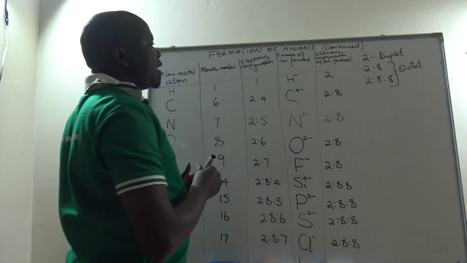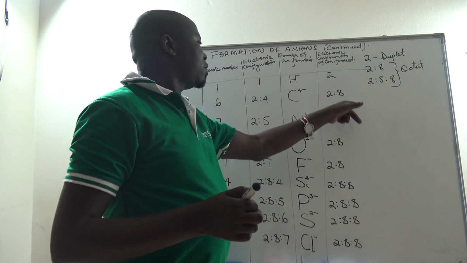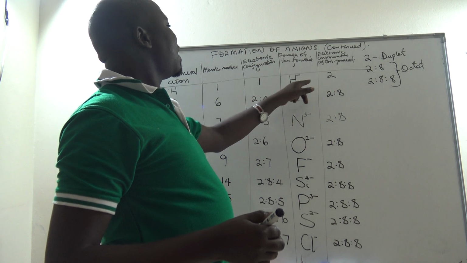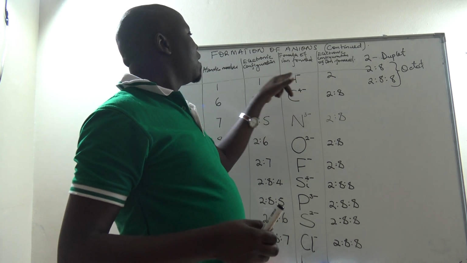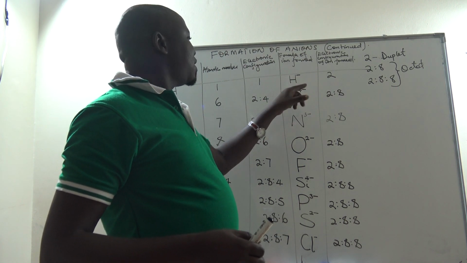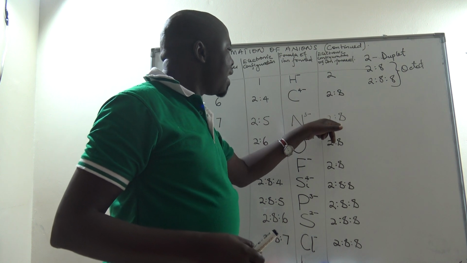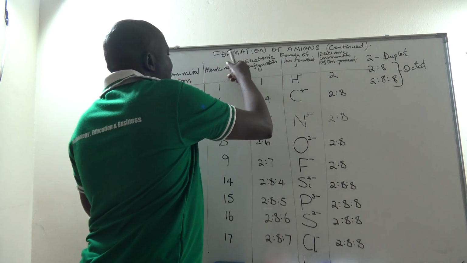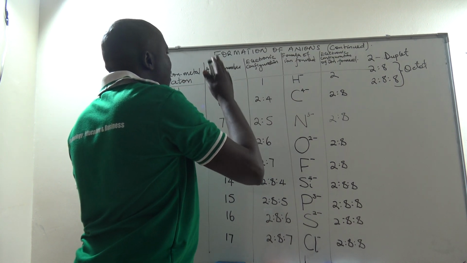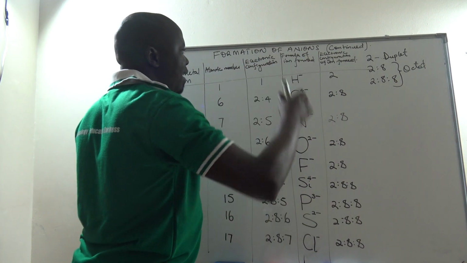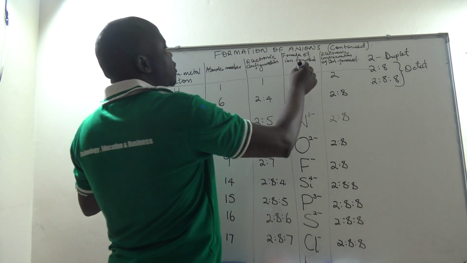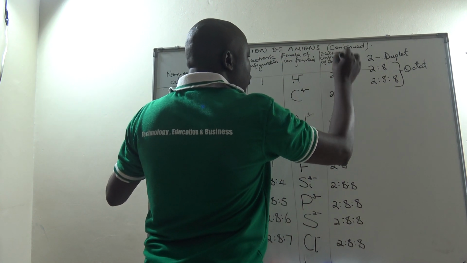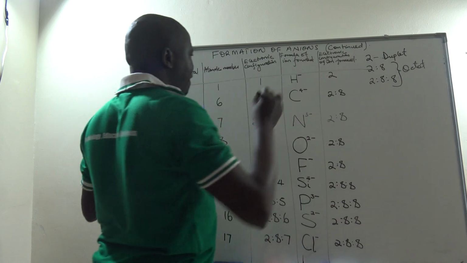So all these ones are octet configurations for the nonmetals. In this case, after forming their anions, they assume what we call the noble gas configurations, which are octet, ending in 8. It is only hydrogen which, on gaining 1 electron as a nonmetal, will have to assume a noble gas configuration of 2. That is the duplet configuration.